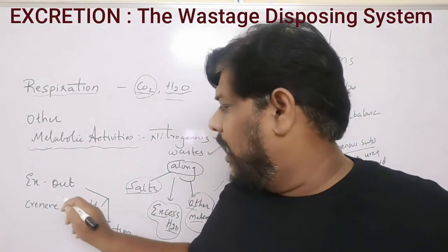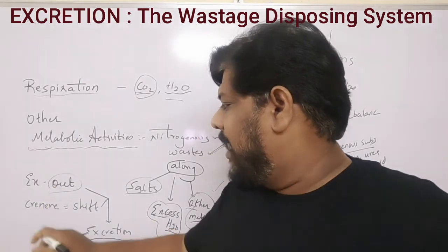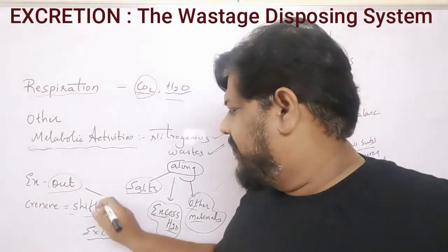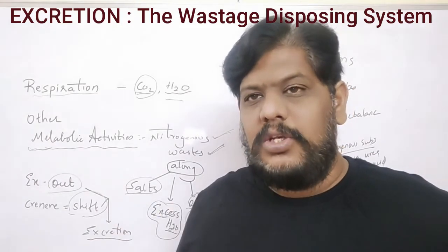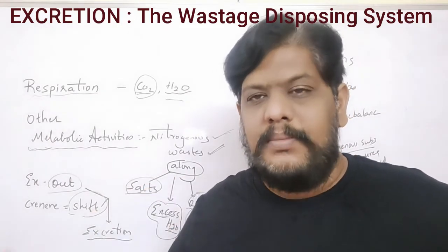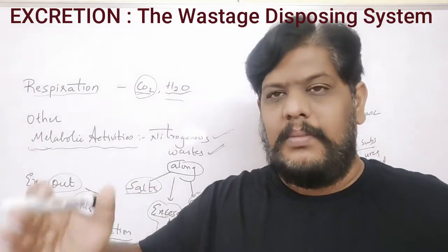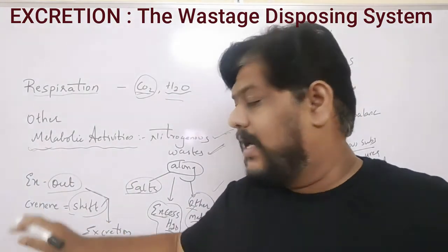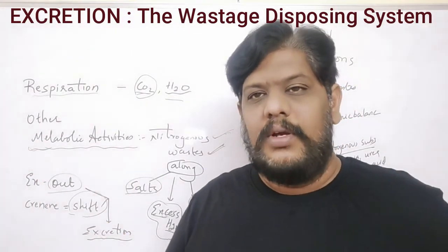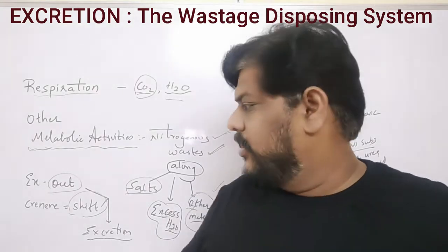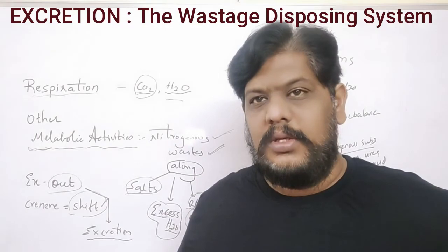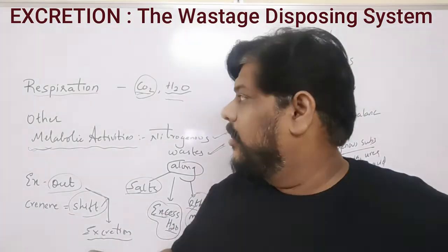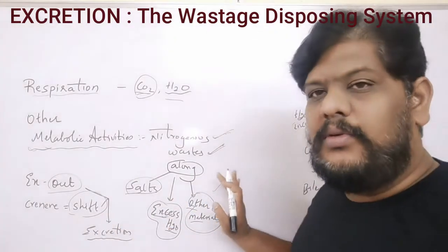Now when you come to the word excretion, EX means out, and crene means shift. So shifting, or you can say out. Excretion means removing the materials out, or shifting them from one place to another. It is a Latin word. Excretion is a word derived from the Latin words ex and crene, which mean shifting or out. Okay, so these are the basic things which you have to remember.